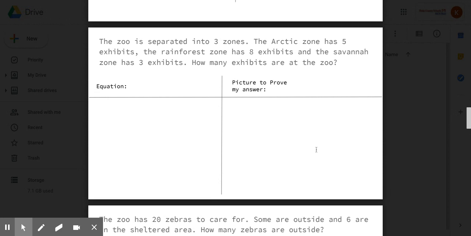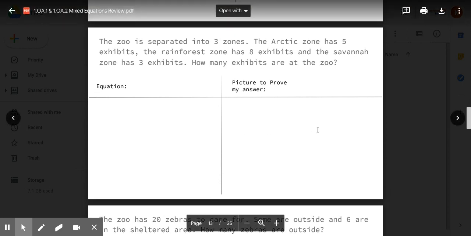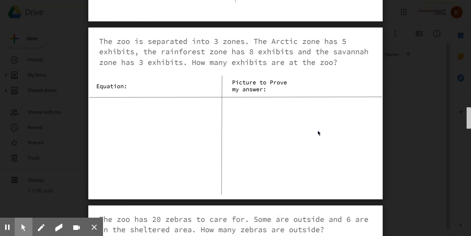So this slide is an I do. So I'm going to read the word problem, write an equation, and draw a picture to prove my answer. The zoo is separated into 3 zones. The Arctic zone has 5 exhibits. The rainforest zone has 8 exhibits, and the savanna zone has 3 exhibits. How many exhibits are at the zoo?